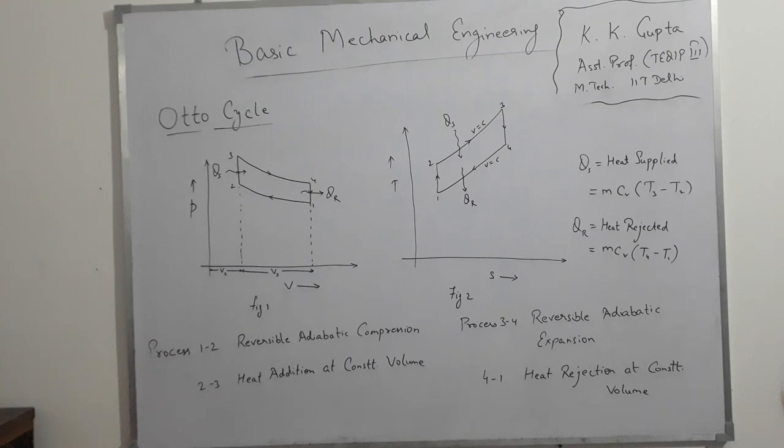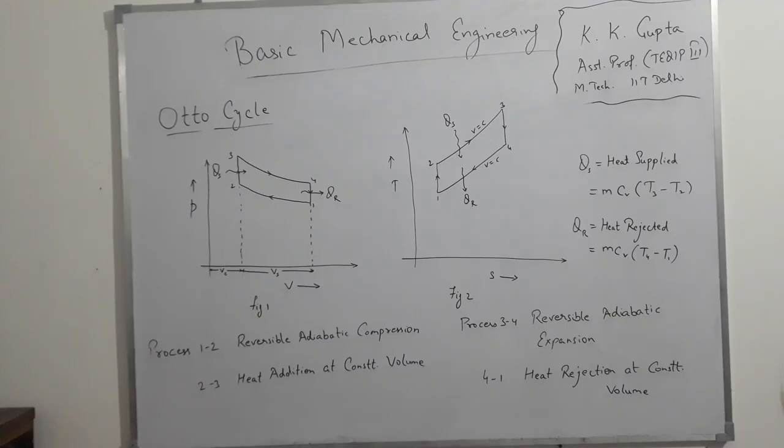Hello dear students, in the last lecture of classification we studied that in IC engines three types of cycles are used: Otto cycle, diesel cycle and dual cycle. In this session we will study the Otto cycle. Figure 1 is showing the cycle on the PV diagram, that is the pressure volume diagram, and figure 2 is showing the cycle on the TS diagram, that is the temperature entropy diagram.